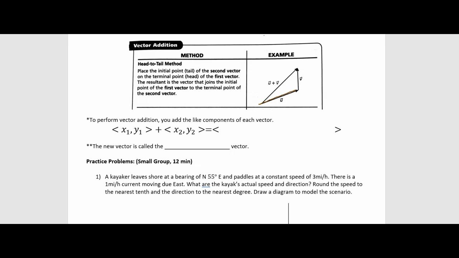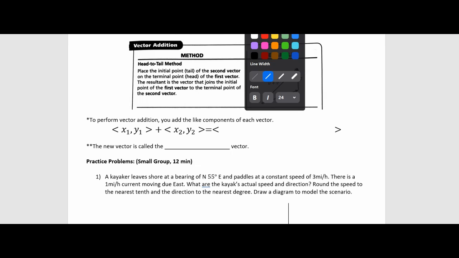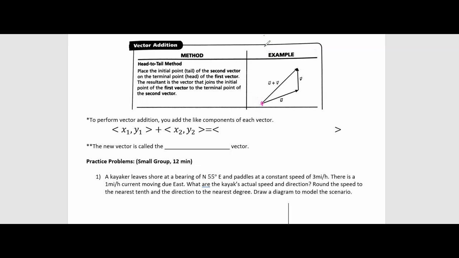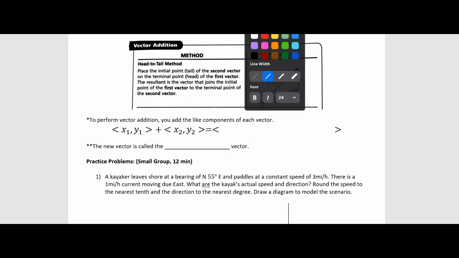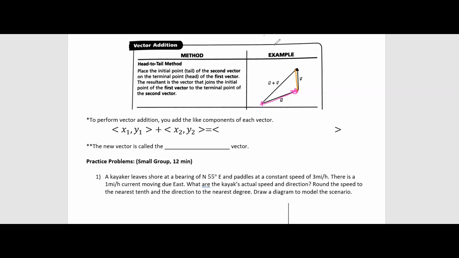So I would travel along u, and then wherever I ended up at the end of u, that is where I would start my vector v. So when you're adding two vectors together, your terminal point of the first vector ends up being your initial point of the second vector. And it doesn't matter which order you add the vectors in.